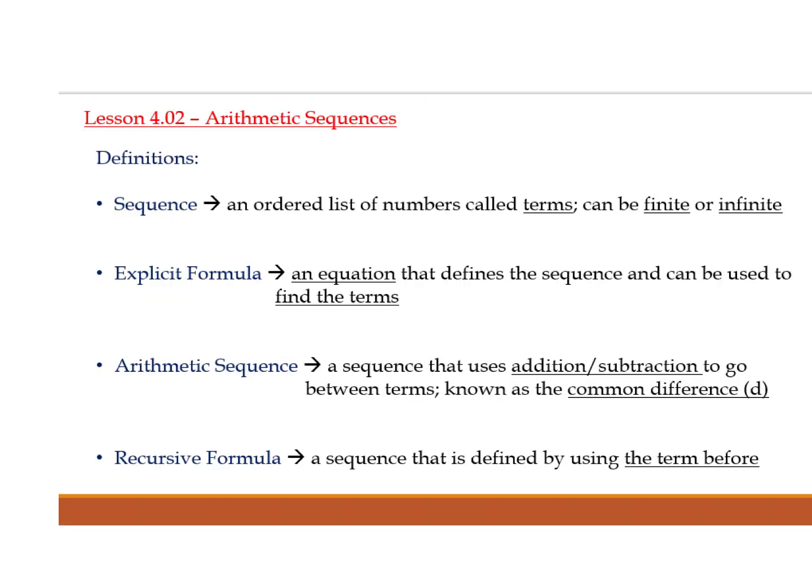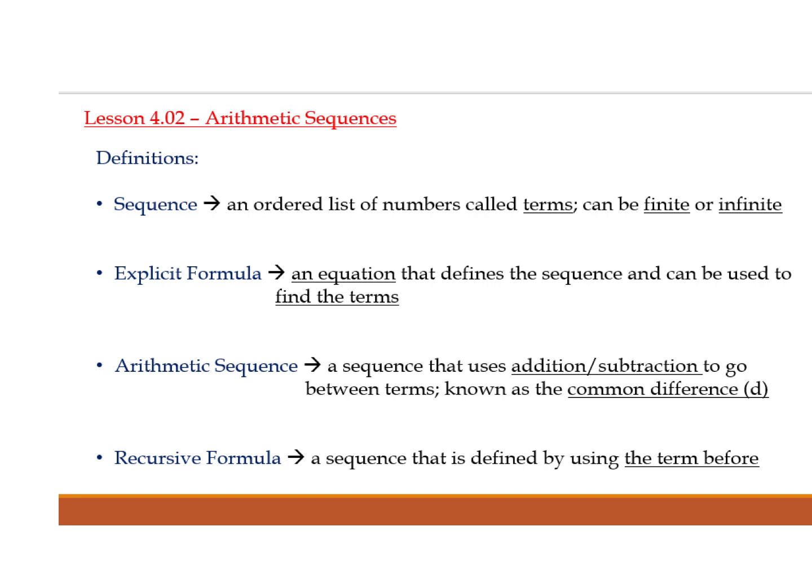All right, in lesson 4.02 we're going to be looking at what are called arithmetic sequences, and we're going to go over some definitions. An arithmetic sequence is an ordered list of numbers called terms. That sequence can be finite or infinite.